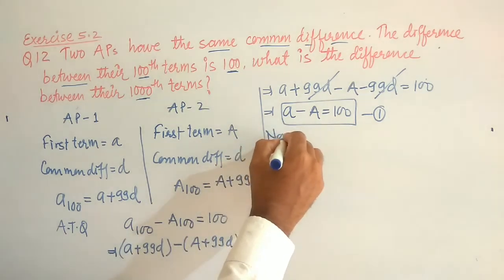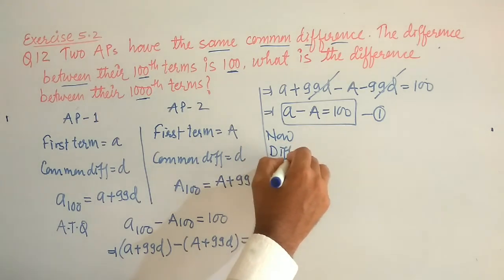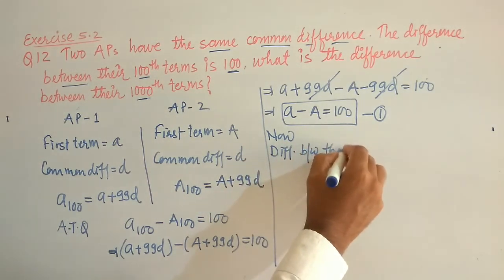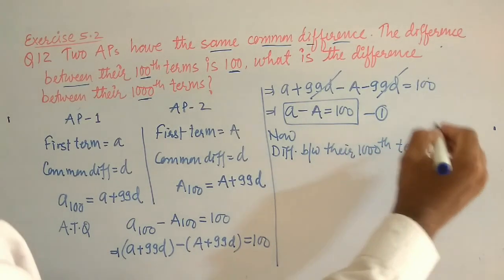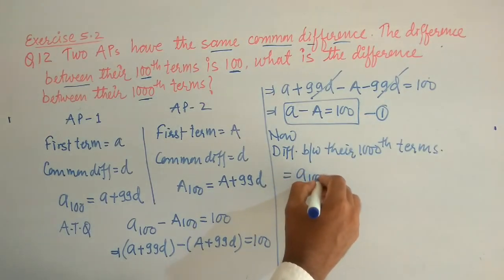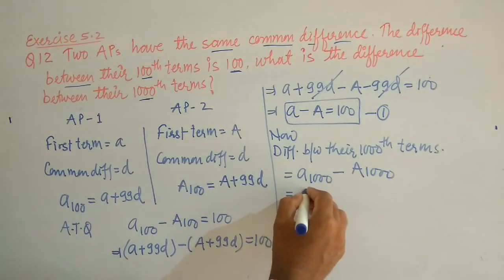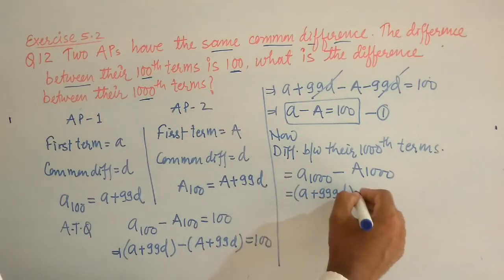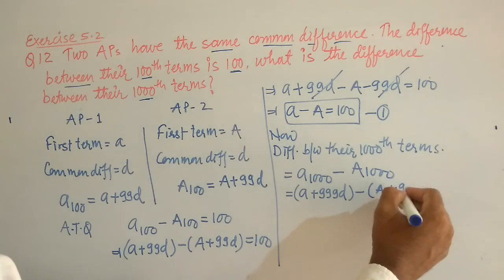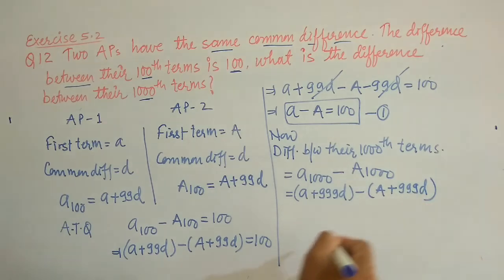Now we have to find out the difference between their 1000 term. So difference between their 1000th term is equal to what? a 1000 minus A 1000. It is a plus 999D and this is A plus 999D. Sorry, 999D. Okay.